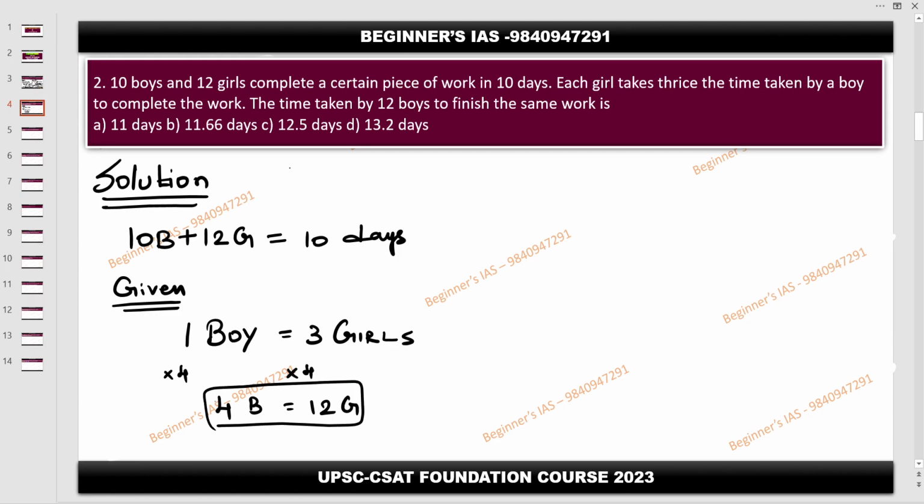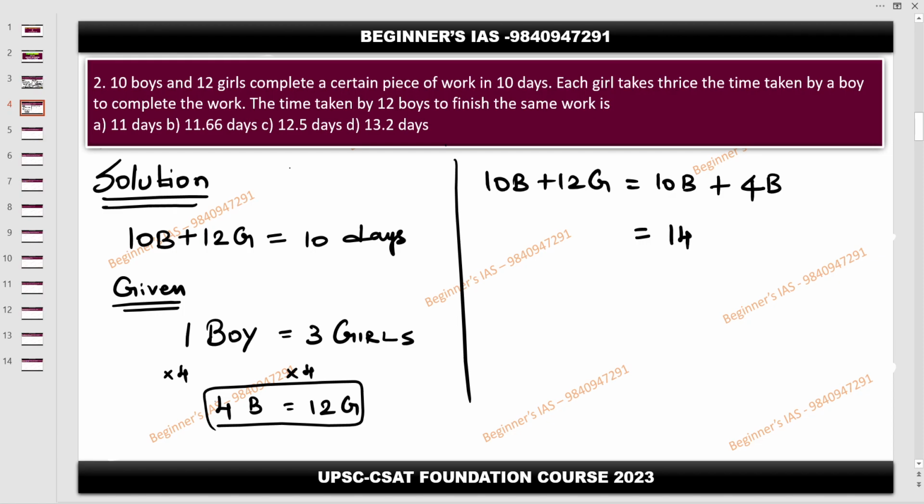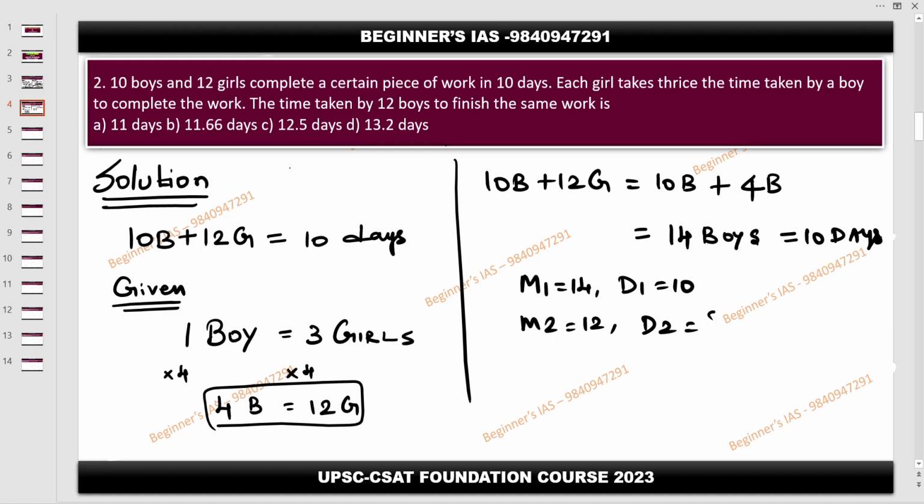So substitute this in this equation. First of all, 10 boys plus 12 girls is equal to 10 boys plus 4, since these 12 girls can be replaced with 4 boys. So that is equal to 14 boys. Now clear? Listen carefully now. So these 14 boys can do the piece of work in 10 days. Now M1 is equal to 14, D1 is equal to 10. What is M2? M2 is equal to 12. D2 you need to calculate.